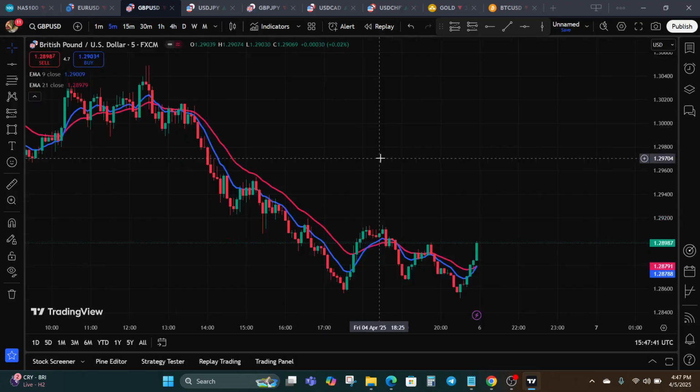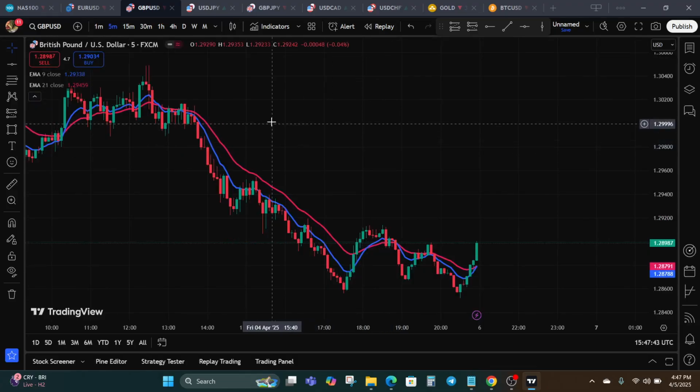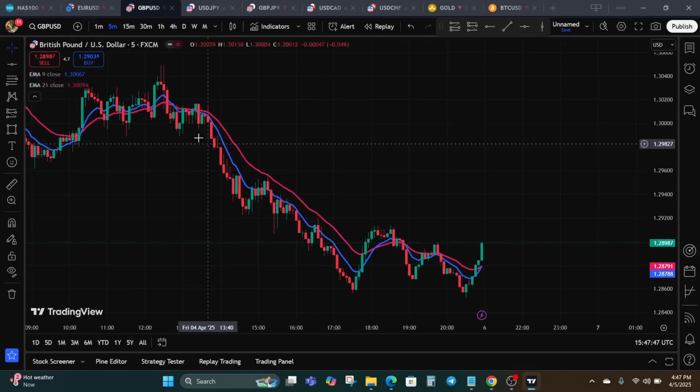Since the higher time frame is showing us that the sell trend is prevailing, we'll come back to the 5-minute time frame and be looking for sell opportunities. It is important to always trade in the direction of the trend. Make sure you trade in the direction of the trend.